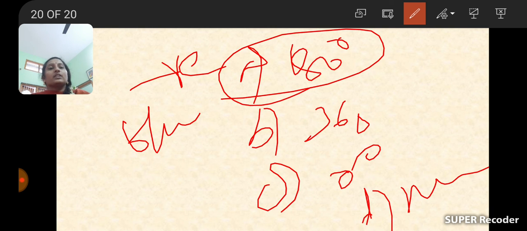180 degrees phase shift is provided in the negative feedback. And where are we using positive feedback circuits: oscillators or amplifiers, all of the above, none of the above? Only oscillators. And where are we using negative feedback: amplifiers or oscillators, all of the above, none of the above? We are using amplifiers. Okay, so this is our today's class.